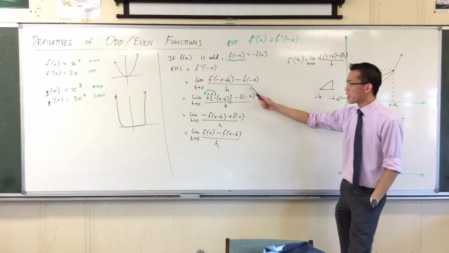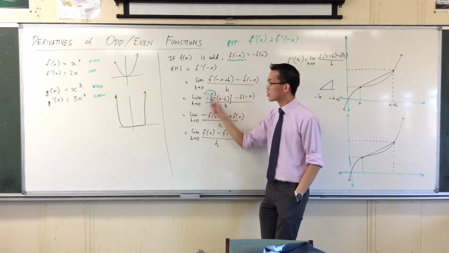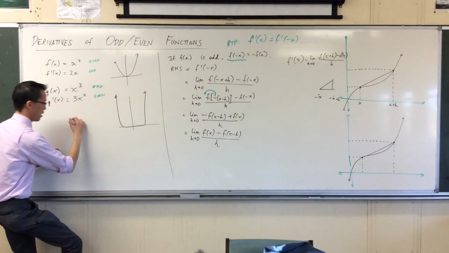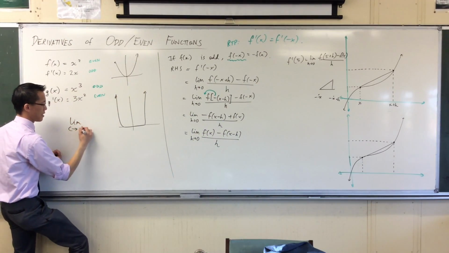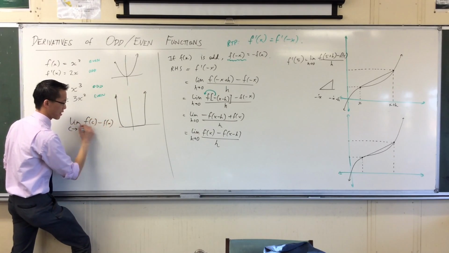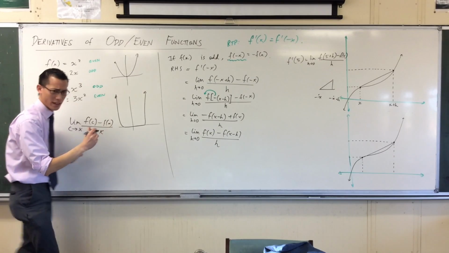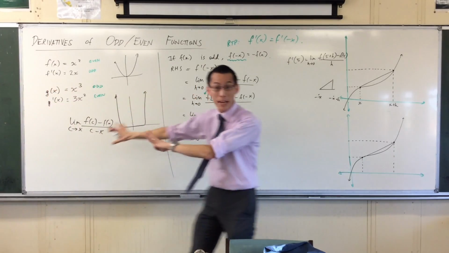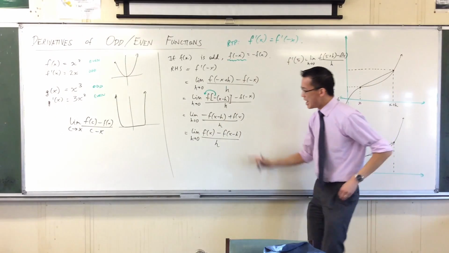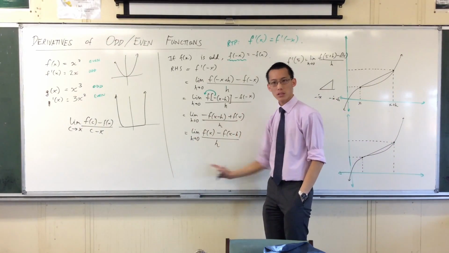Do you remember? I gave you this definition of first principles, right? I also gave you that slightly different one. The limit as c approaches x of f of c minus f of x on c minus x. I think that way, or the other way around. Anyway, whatever. That different form of first principles is still doing the same thing. Now, what would this be? What would it look like?